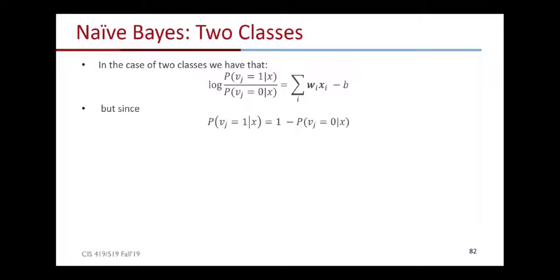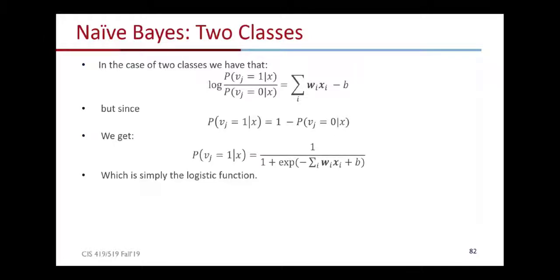Now I can even write it in the following way. Because the probability of v being 1 given x is 1 minus the probability of v being 0 given x, I can do a little bit of algebra here and write, using this same linear function, that the probability that I'm going to predict 1 on example x is 1 over 1 plus e to the minus the linear function.